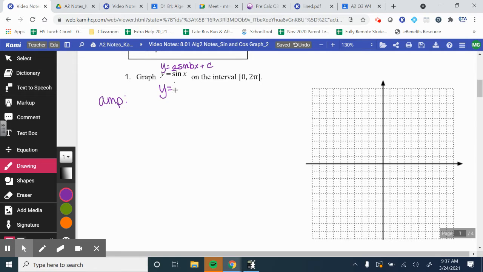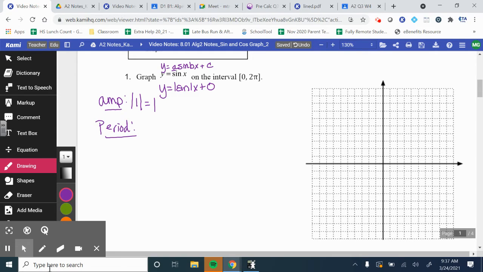So to find the amplitude, you're taking the number, the coefficient in front. So remember, it's a sine bx plus c. So your a is the number in the front here. So this is like saying 1 sine 1x plus 0, if you wanted to really match it up with your a, your b, and your c. So a is just your absolute value of 1, which is 1. Your period, again, really important to remember what that means. The period is the amount of time it takes to complete one full cycle.